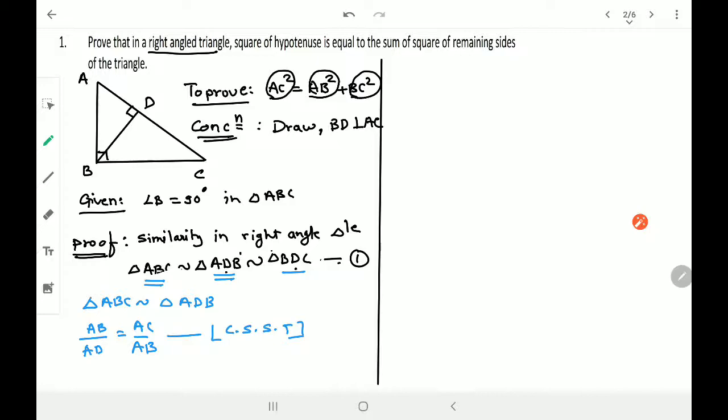Don't you think I can easily get AB square if I cross multiply this? So let me cross multiply it. What do I get? AB square is equal to AC into AD. I'll call this as equation number 1. So here I received AB square.